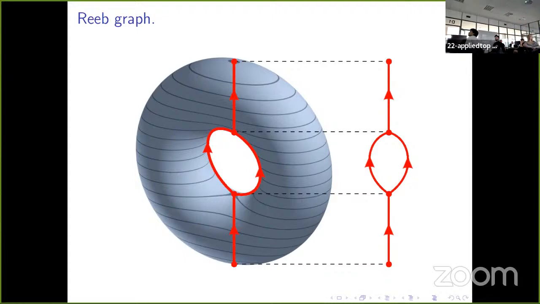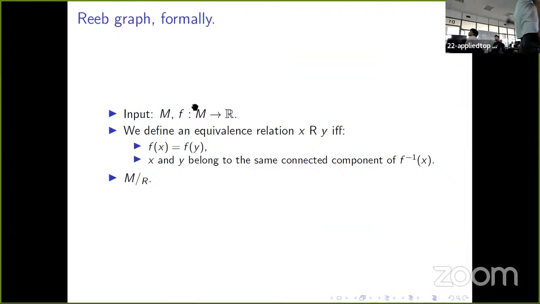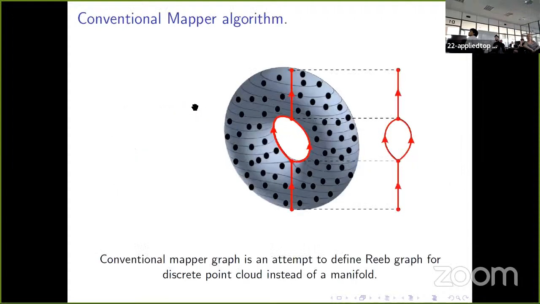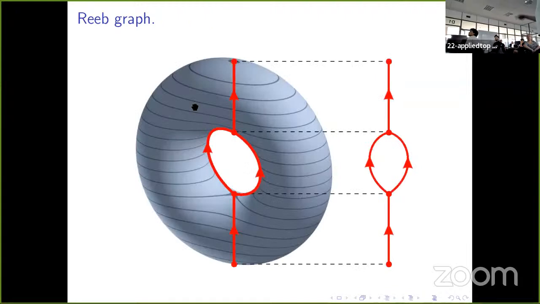Once we actually compute the quotient, with the quotient topology, under some mild assumption, namely f is a Morse function, you know what it is, that's fine, you don't know, it's also fine, the quotient space will be a graph, a one-dimensional CW complex. And that's the Reeb graph. That's the finish.